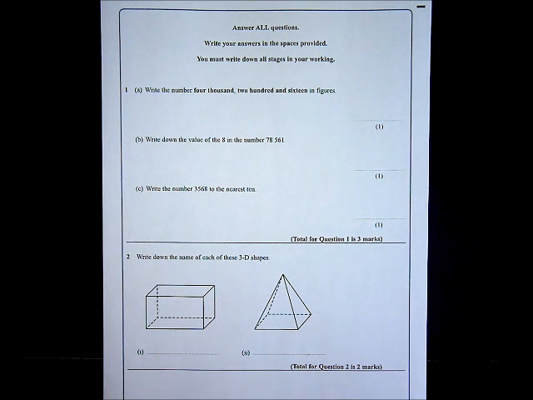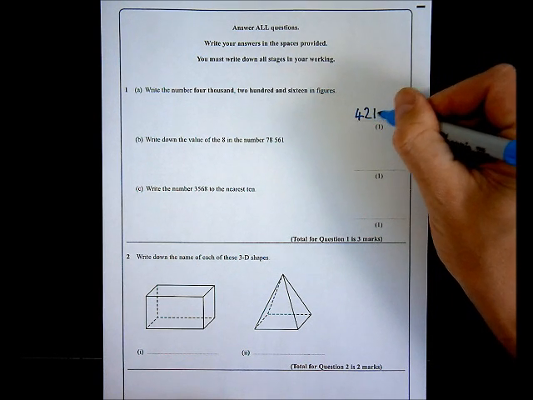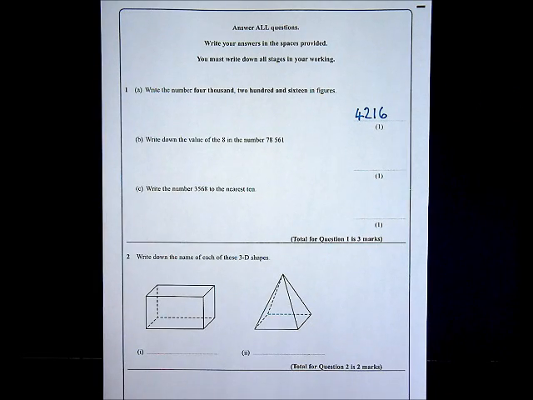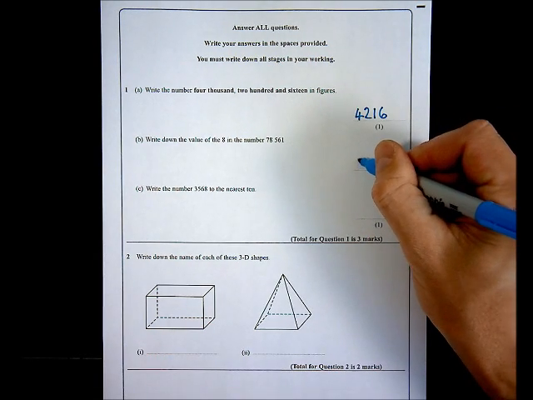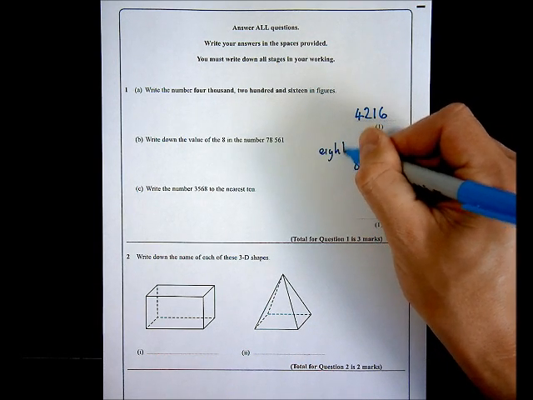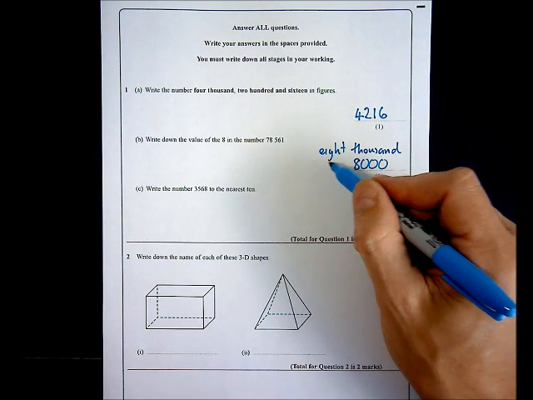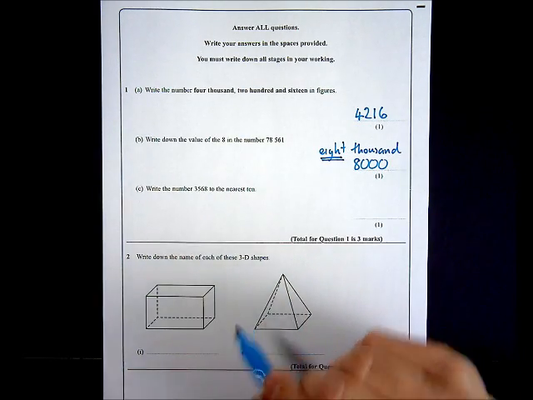On question 1, I'm asked to write the number 4,216 in figures. So that would be 4,216. In 1b, I'm asked to write down the value of the 8 in the number 78,561. So the 8 is 8,000, or I can write that in words as eight thousand. It is important that I write the 8 here and not just 1,000.